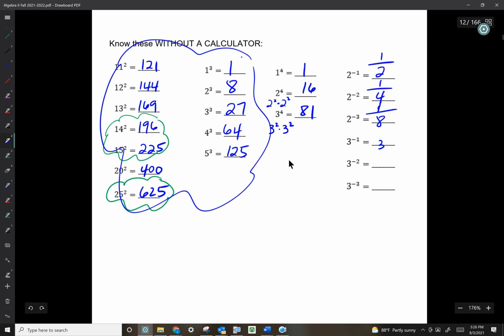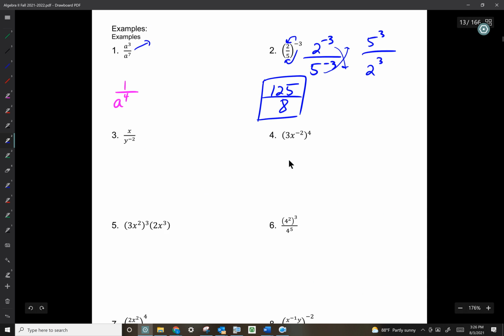3 to the first is 3, but it's going to be in the denominator. 3 squared is 9, in the denominator. 3 cubed is 27, in the denominator. So again, those come from knowing most of these. So it may look like I'm asking you to memorize, but I'm not. Most of this you should already know. A few things you just have to kind of get settled in your head. Okay, so back to our examples.